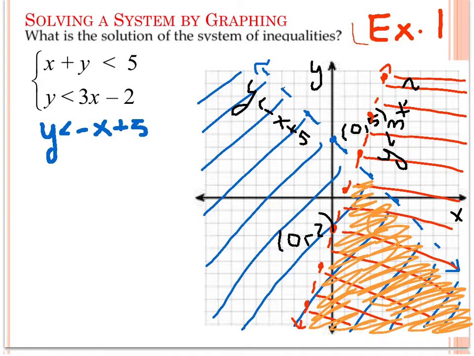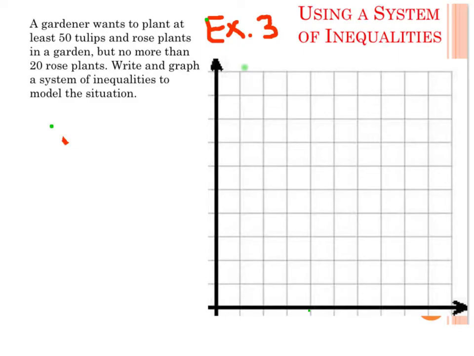Alright, and there we go. Alright, so a gardener wants to plant at least 50 tulips and roses in its garden. Okay, so at least 50 tulips and roses means that combined together we need, at the bare minimum, 50 tulips and roses together.